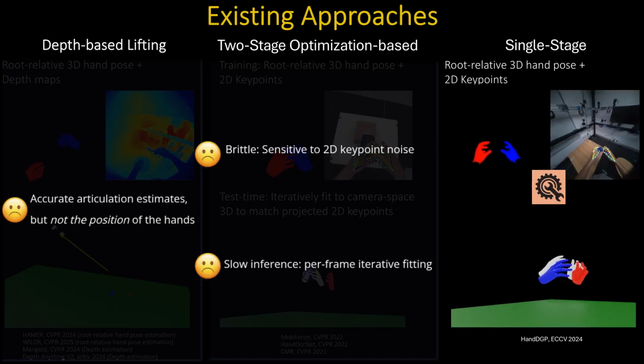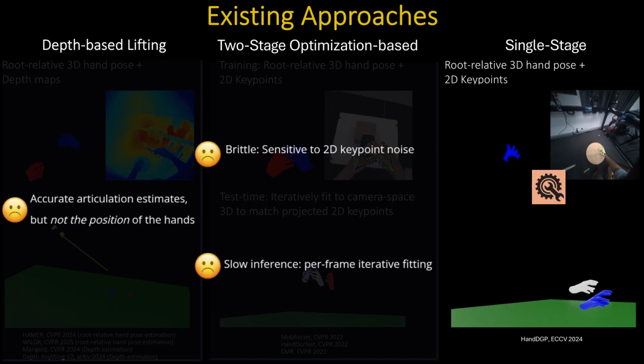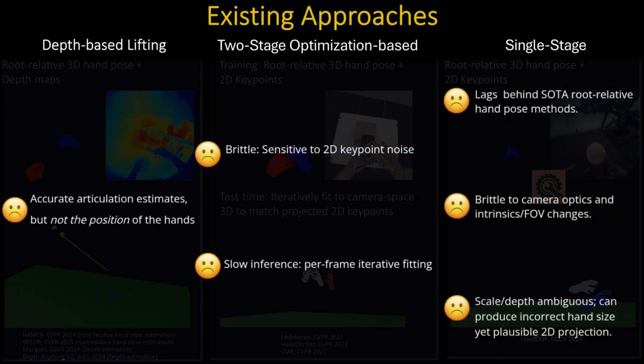Recently, methods like HandDGP have unified 3D hand pose estimation and camera space 3D-2D correspondence matching within a neural network framework. Nevertheless, their accuracy still lags behind root-relative approaches. They are sensitive to camera optics and FOV variations, and they suffer from significant monocular scale depth ambiguity.